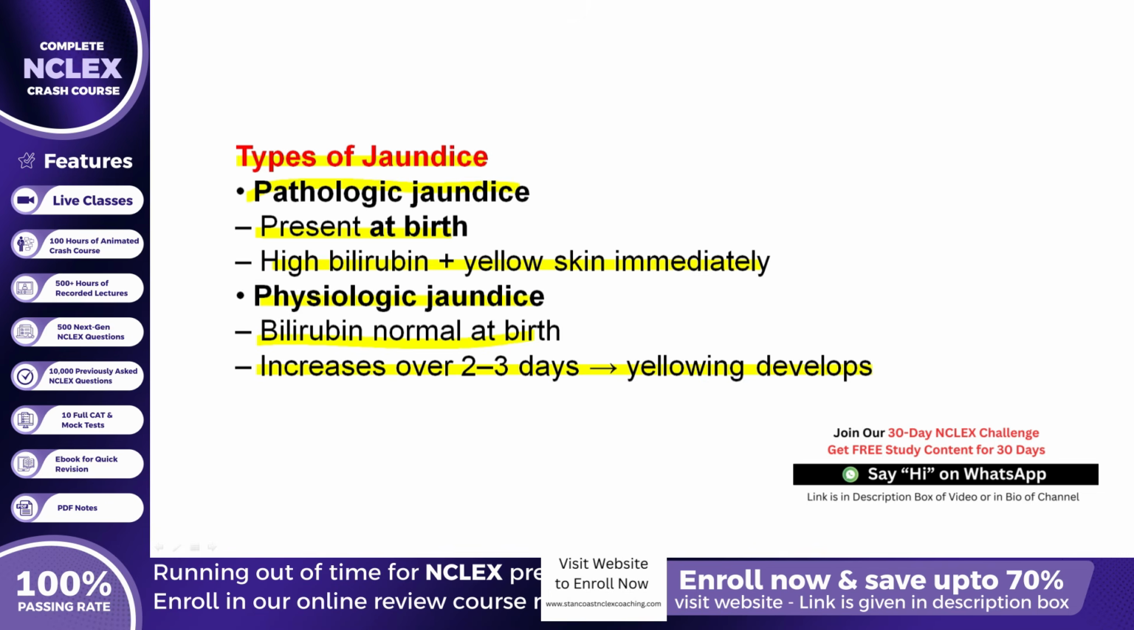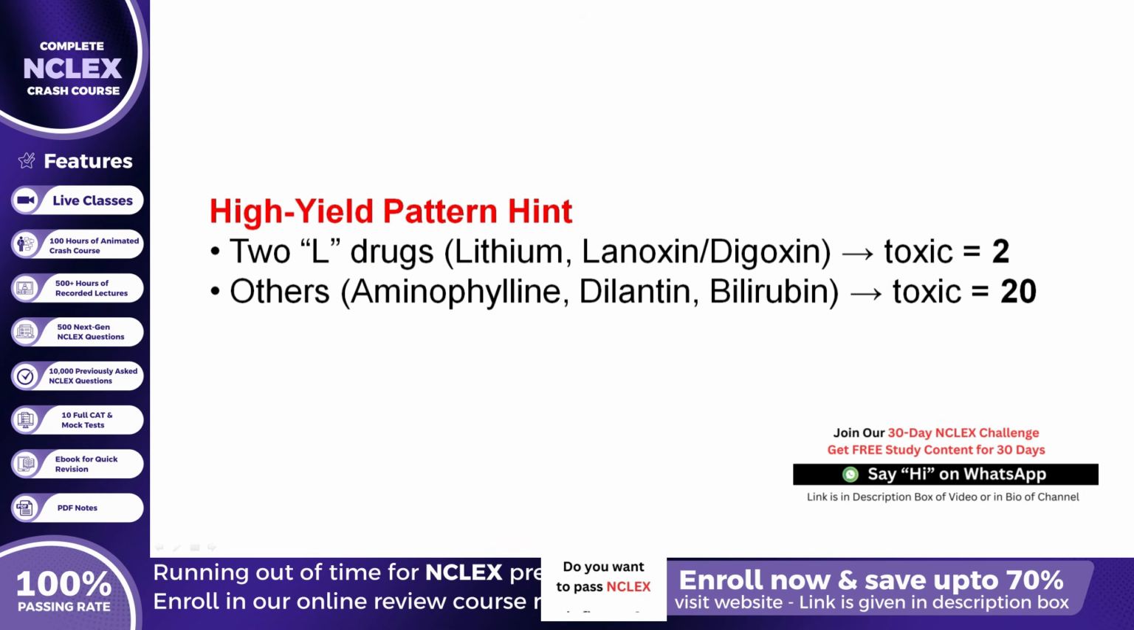As we move into this high-yield pattern hint, remember that 2L drugs like lithium and lanoxin or digoxin become toxic at a level of 2. And when we look at the others, such as aminophylline, dilantin, and bilirubin, their toxic level is 20.